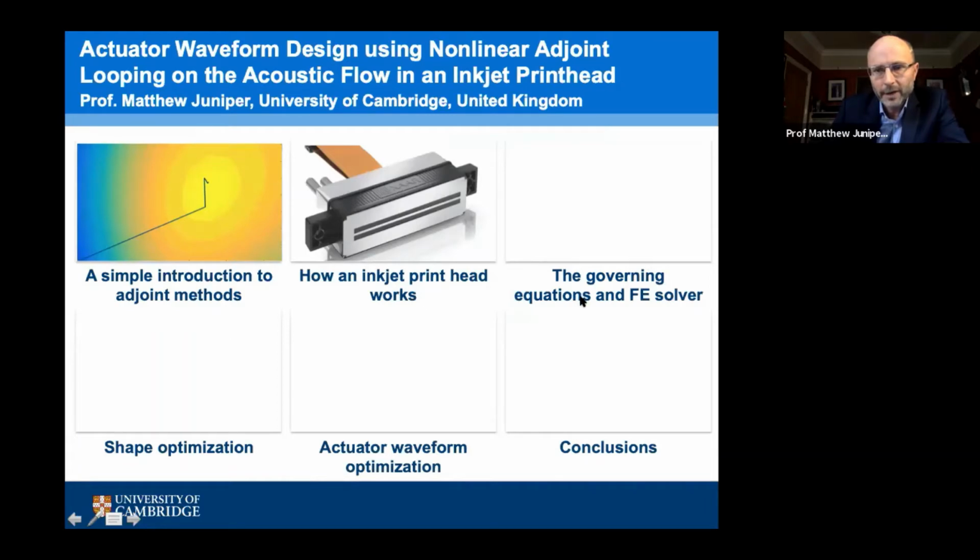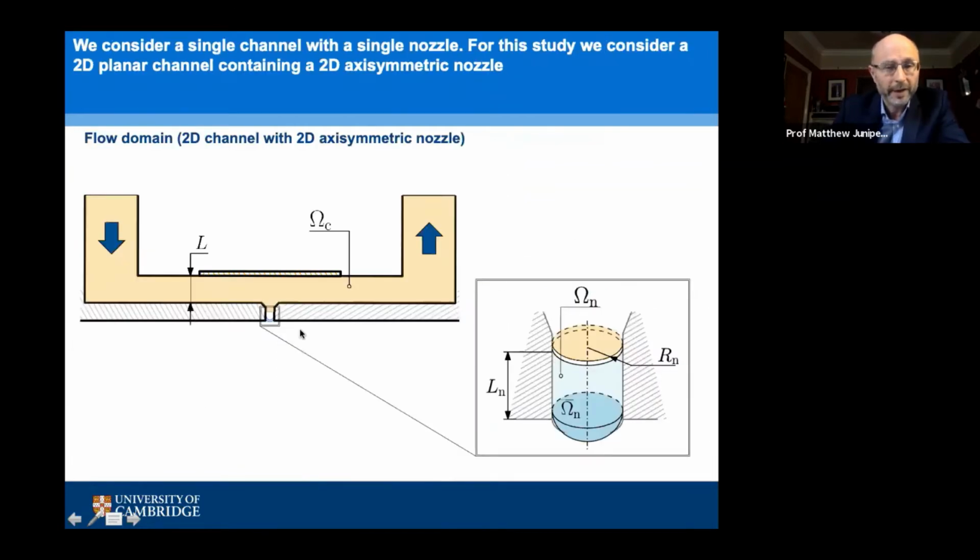I'll talk now about the governing equations and the finite element solver. Anyone who gets lost at this stage, I'll pick you up again in the shape optimization stage. But I think it's important to say a bit about what we did here. So what we'll look at is a 2-dimensional channel, a very generic shape. Real inkjet printheads don't have this exact shape, but this is the one that we were given to play with because it's so generic.